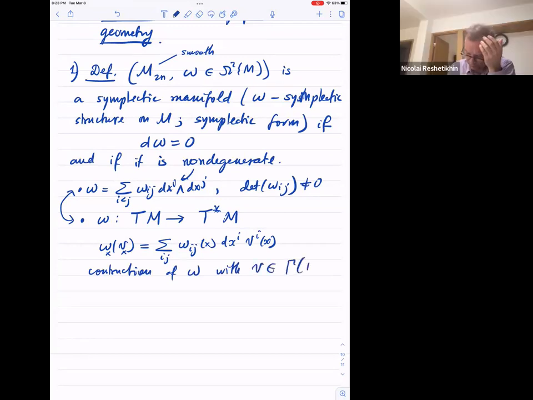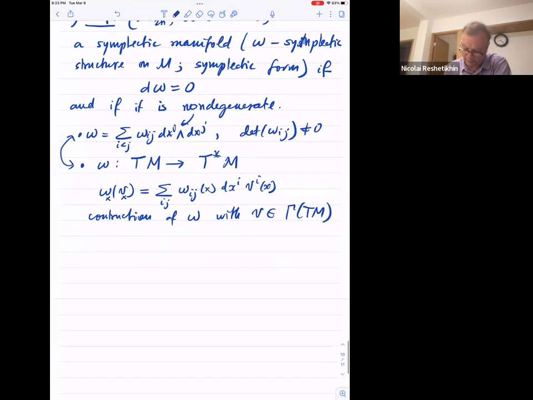V is a section of the tangent bundle. So we always have this mapping. And the non-degeneracy means this. Equivalently, it means that omega is invertible. So it gives an isomorphism of the tangent and the cotangent bundles.